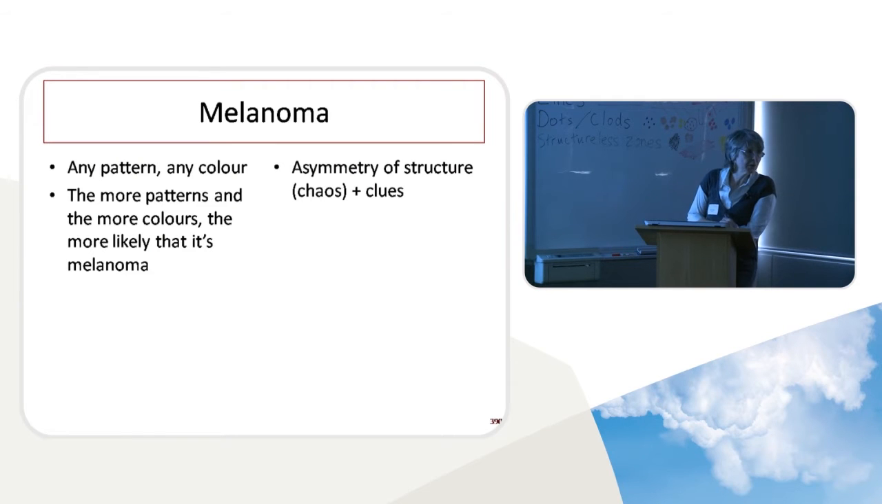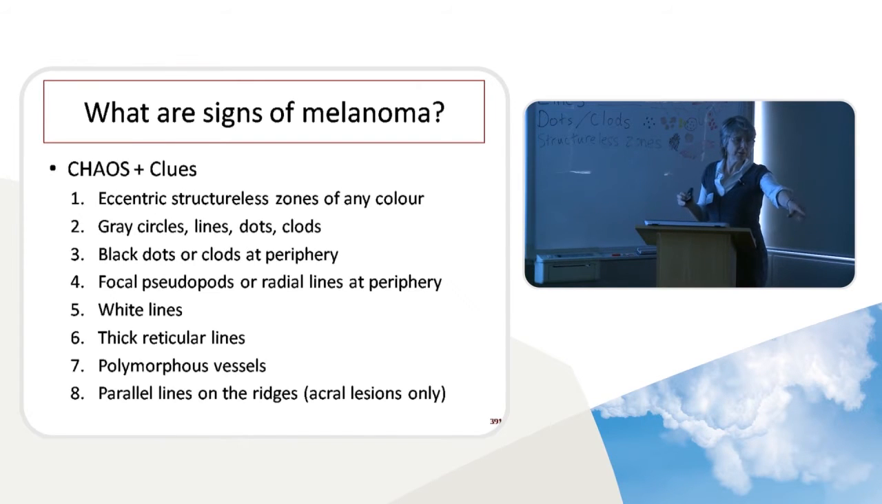There will be more examples, hopefully, before we finish in 20 minutes, of why we use polarized and unpolarized. So what we should have learnt so far is that melanoma can be any pattern, any colour, but it's mainly structureless. The more patterns and the more colours, the more likely it is that it's melanoma. And asymmetry of structure and colour is the main thing. But we're also looking for clues to confirm that, and these are the clues, listed on that nice poster of Cliff's.